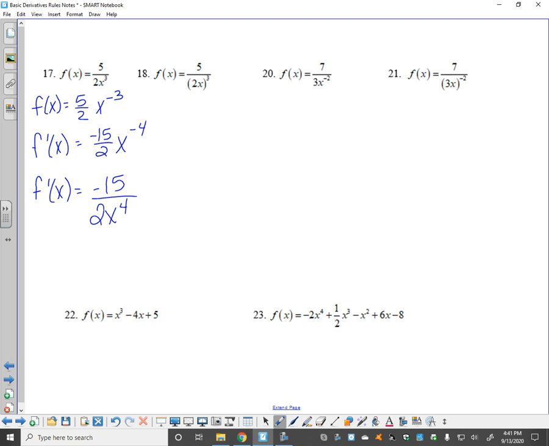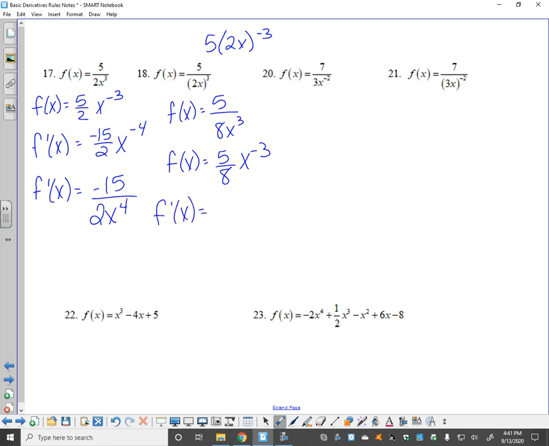Number 18, 100% going to clean this up first. I'm not going to write this because you don't know how to do that yet. So I'm going to cube everything on the bottom. Then I'm going to separate and pull him up. Now I can do the power rule. Pull that down. That would be negative 15 over 8, x to the negative 4th.